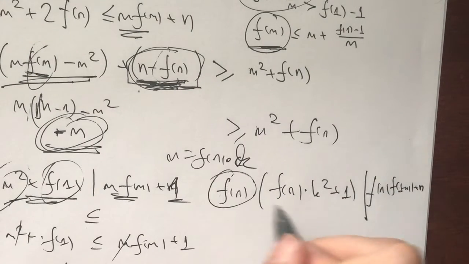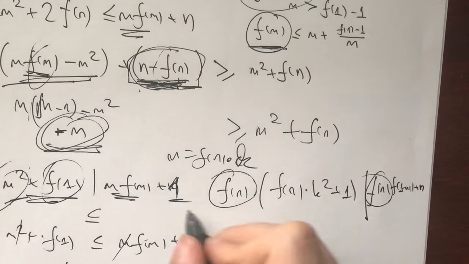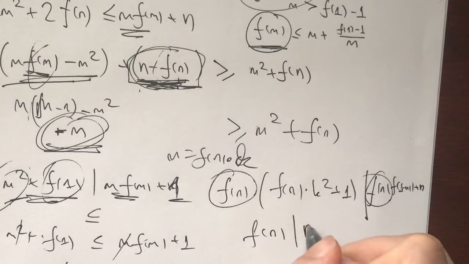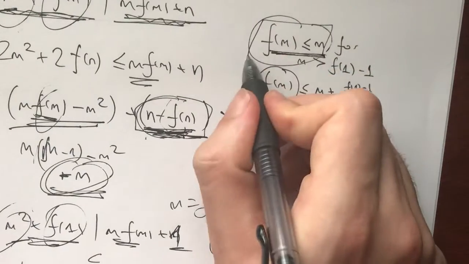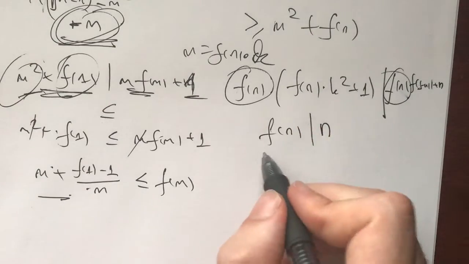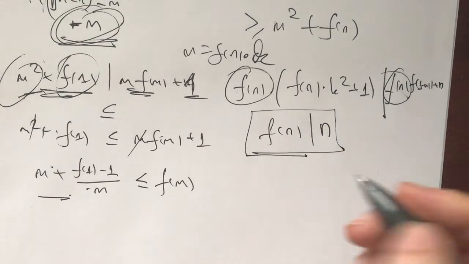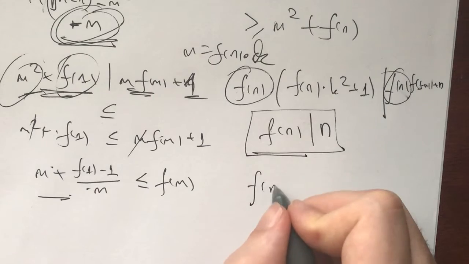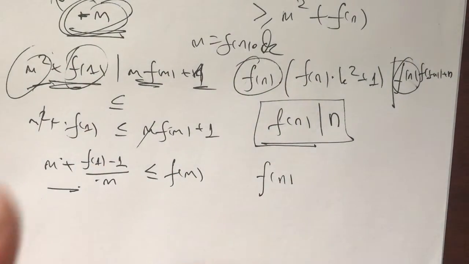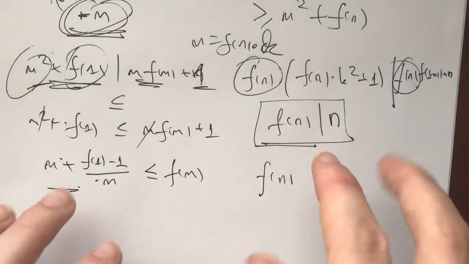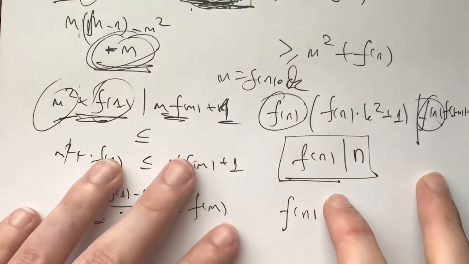And now mind you, f of n divides this, so f of n must divide n. And now this is basically done, because we have this once. Actually, no, it's not done. We have this thing right here, and now we know that every f of n is a divisor of n. And now the question is, how can you use this? Can you use this in any way, shape, or form, taking into account what the problem is?